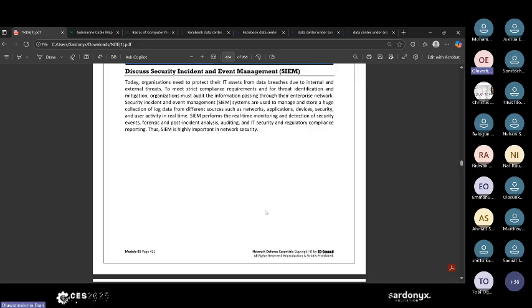Okay. So to meet strict compliance requirements and for threat identification and mitigation, organizations must audit the information passing through their enterprise network. So security information and event management is used to manage and store a huge collection of data, because data can be very overwhelming. Trust me, overwhelming in a day. And that's why you see that a SOC is 24/7. So if you want to work as a SOC analyst, you work based on shift, it's different from a pen tester.